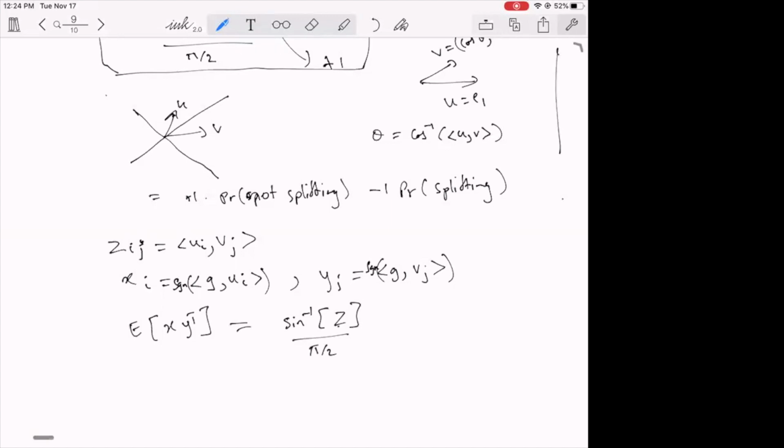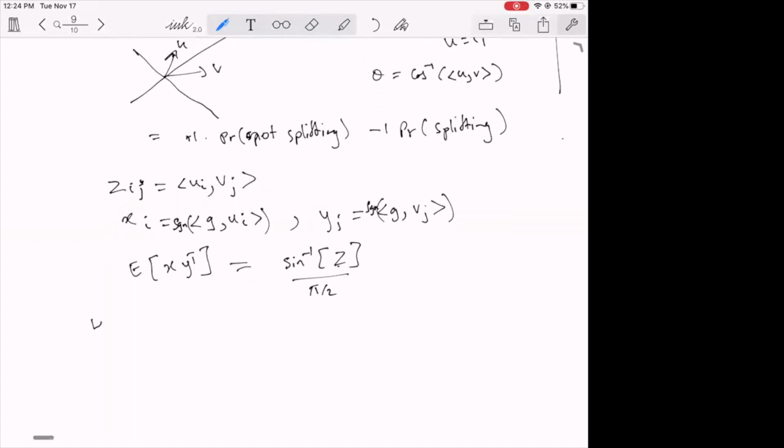So in particular, observe that whenever Z belongs to the set S2, that is the set of matrices that can be realized as inner products of unit vectors, then sine inverse Z divided by pi over 2 is a convex combination of hypercube vectors.